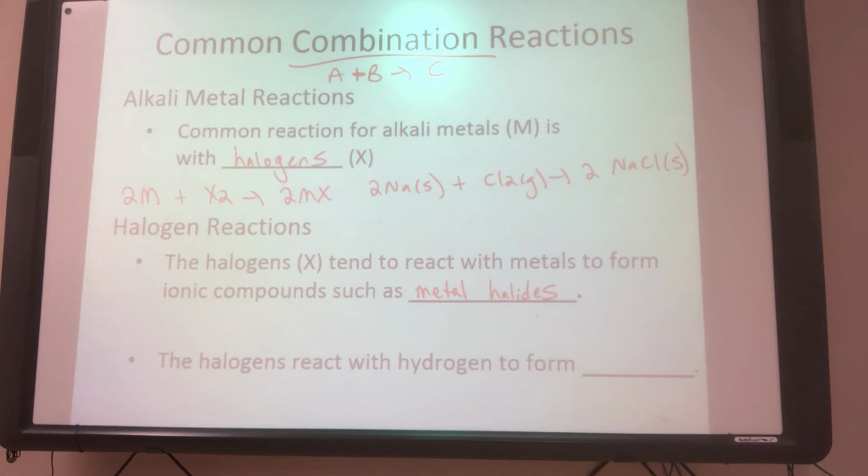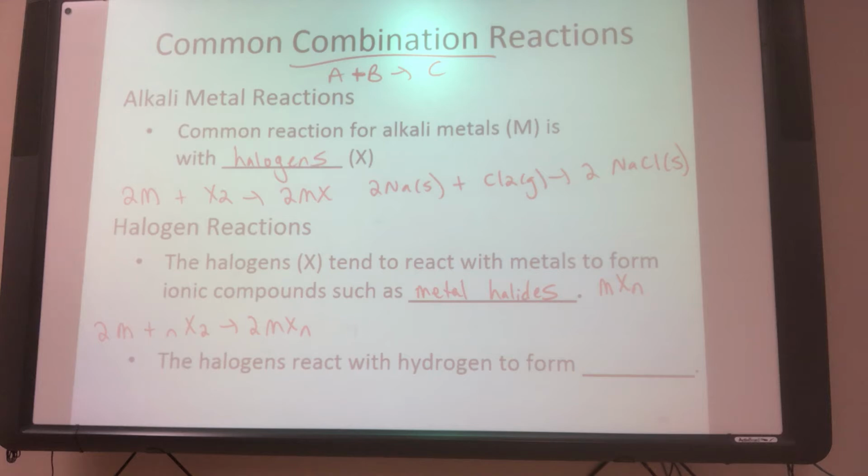Now, the metal halides could be MX and some number. In this case, it was MX1, but it doesn't necessarily always have to be that way. It could be that I have a coefficient in front of my halogens, which is going to affect the subscript here.